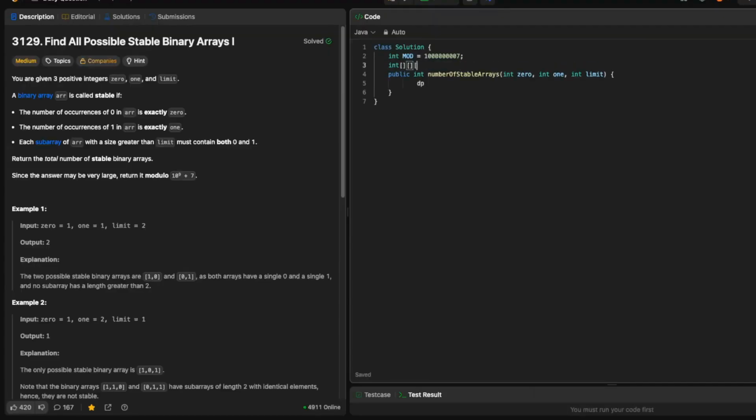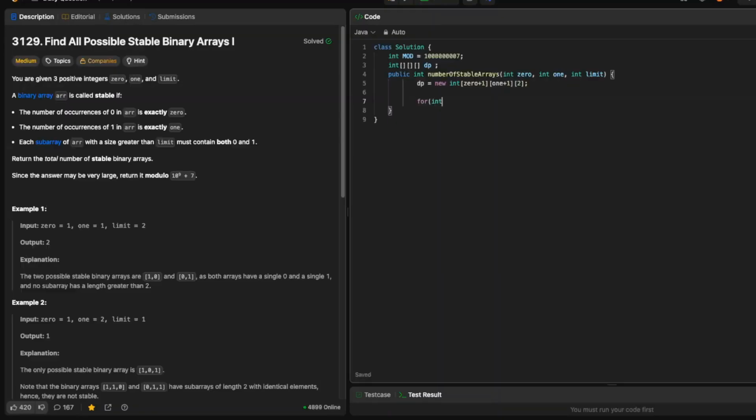As we discussed, it's going to be our 3D DP. So this is our DP, so let's initialize it. It's going to be zeros plus 1, then ones plus 1, then another dimension of size 2, because we have already discussed that we have to track whether the array is completed with 0 or 1.